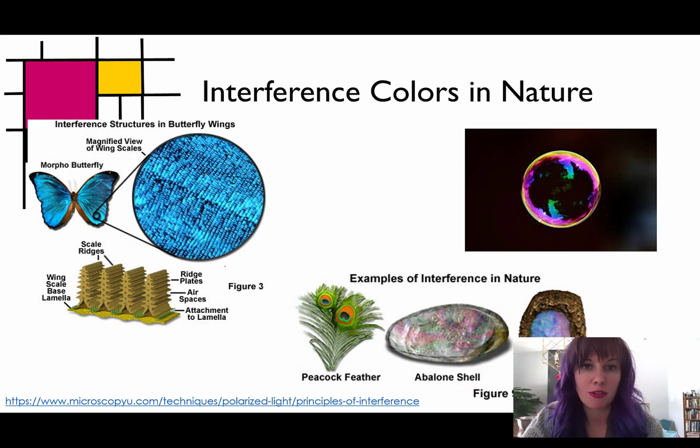Okay, I mentioned that interference was also a mechanism for color. So a couple examples of interference in nature are a lot of the morpho butterfly wings. This blue color isn't a result of absorption of light. It's actually a result of interference. Bubbles, the color on bubbles are from interference, and peacock feathers, shells, iridescent opals, they're all examples of interference in nature.